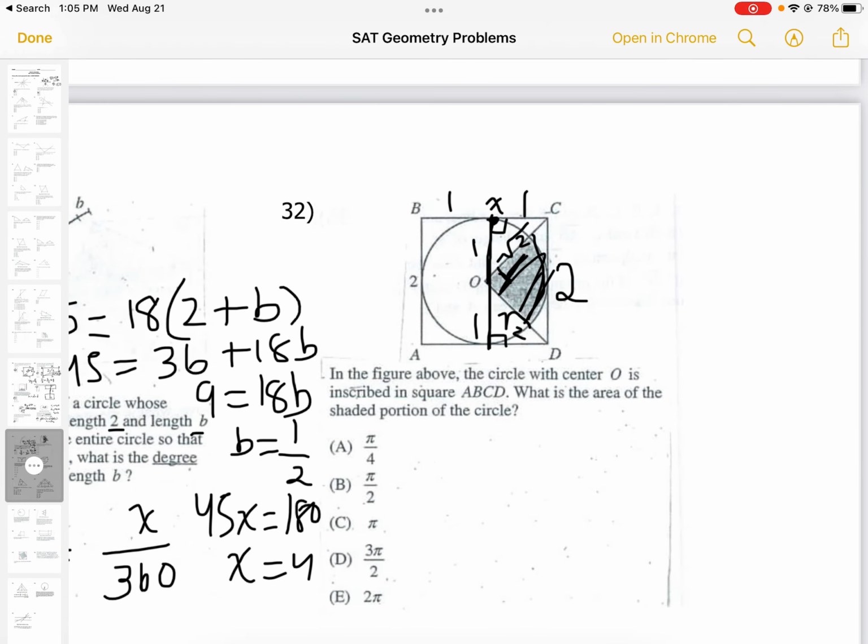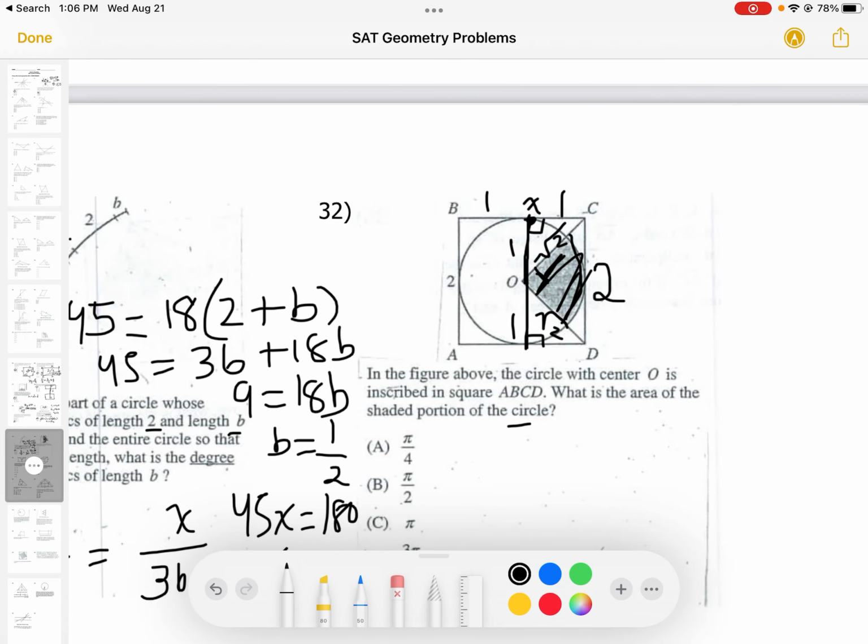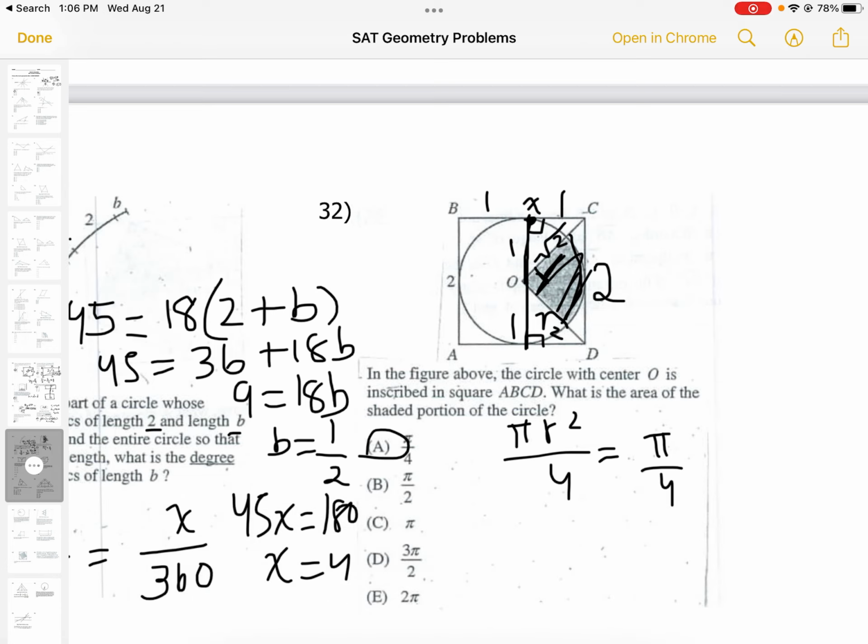So it's just the area of the circle divided by 4. So the area of the shaded region is pi r squared divided by 4, where r is the radius. We know what the radius is. It's just 1. So it's just pi over 4. It's A. And then we're done.